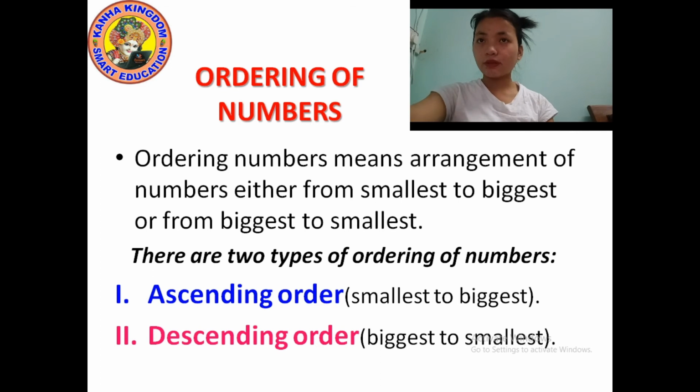Okay, let's revise once again ordering of numbers. Ordering of numbers means the arrangement of numbers, either from smallest to biggest or biggest to smallest. There are two types of ordering numbers. The first one is ascending order, when numbers are arranged from smallest to biggest. And the second type is descending order, when numbers are arranged from biggest to smallest.